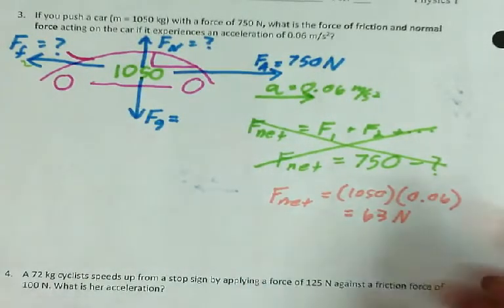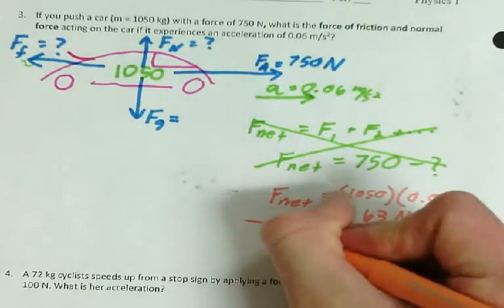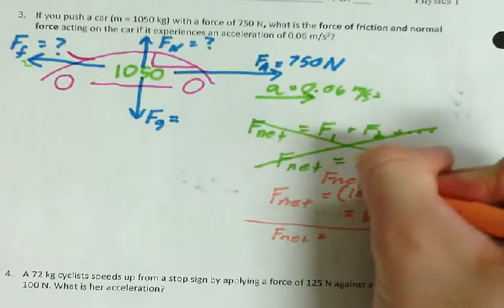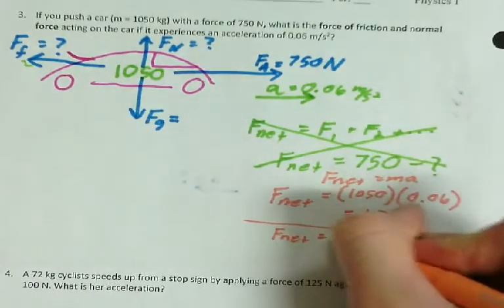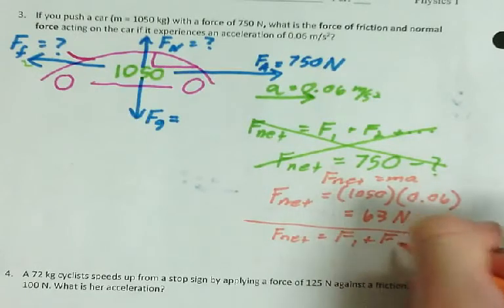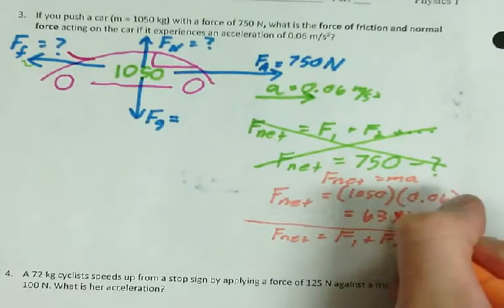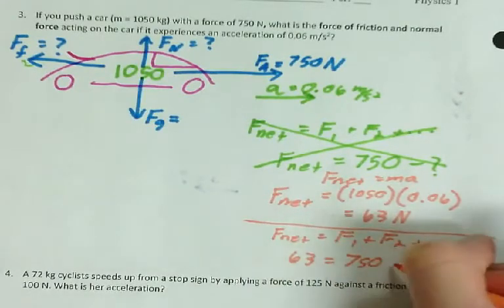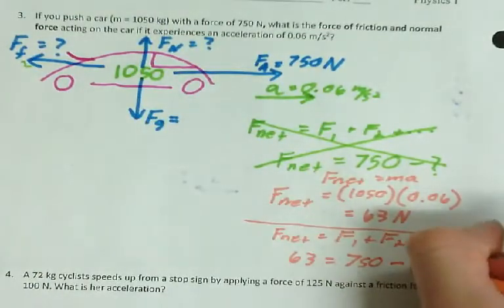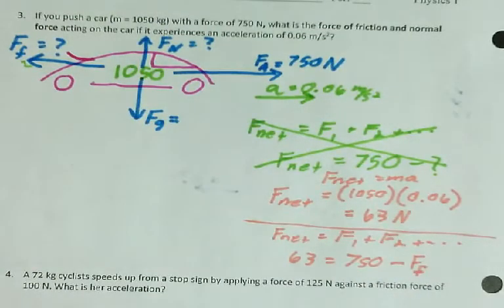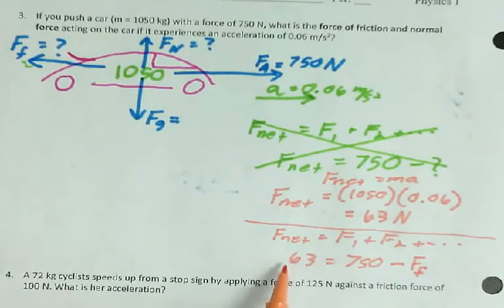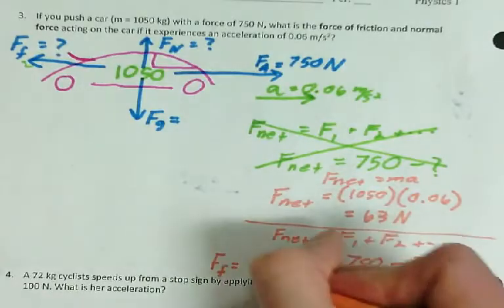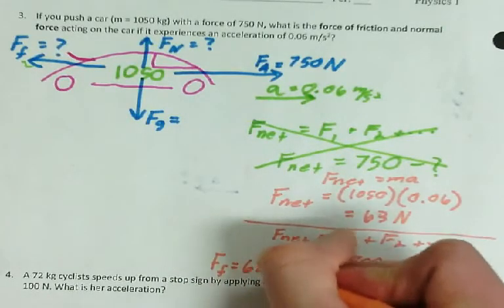So F net, and I should probably write what equation I actually used here. Force 1 plus force 2 plus force whatever. Okay? The net force is 63. F1 is 750 minus friction. Add friction to the other side. Subtract 63. Long story short, 687.